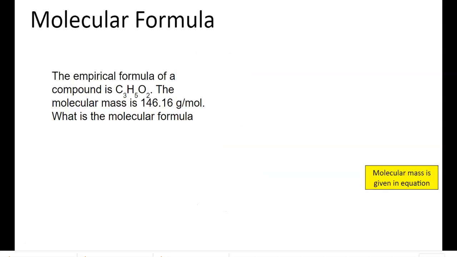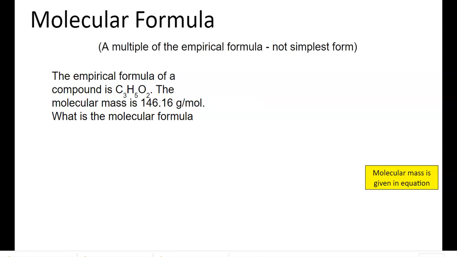So the empirical formula of C3H5O2, okay, that's the empirical formula. Sometimes you'll be given the empirical formula. You will always be given the molecular mass. You have to. That's just how it works. And in this case, it's 146.16 grams per mole. We're going to figure out the molecular formula.